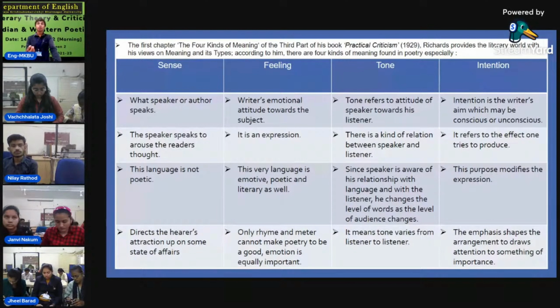So if you have your psyche full of emotion, and if you want to express this, your expression will be changed from ordinary things. So it means tone varies from listener to listener. Suppose we can take an example from that.